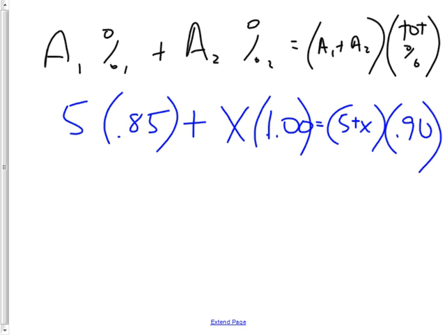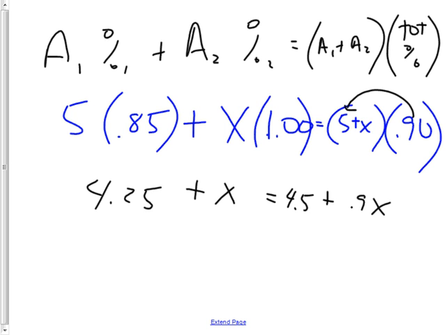All right. Somebody that's got their work shown nicely, what's 5 times 0.85? See, 4.25. And this is x times 1 is x, equals, and then 9, I can do that in my head. I'm distributing this out. 9 times 5 is 45, so it's 4.5 plus 0.9x. And then I got x's on both sides. A lot of you get confused at this point and try to get the numbers out of there. You don't. You get the x's fixed.